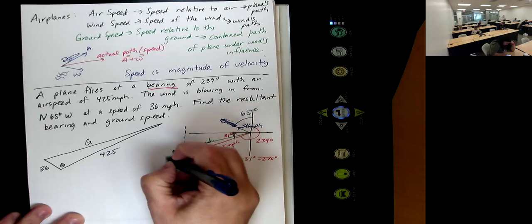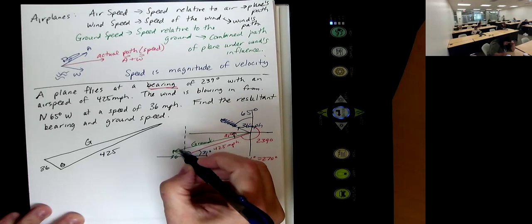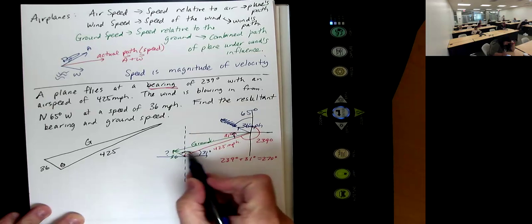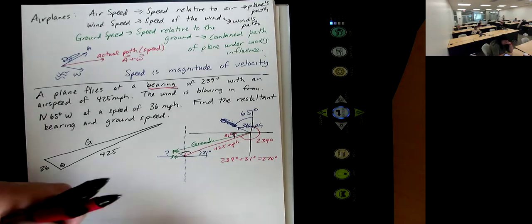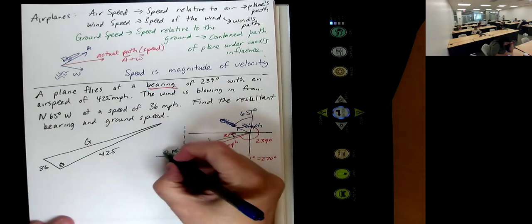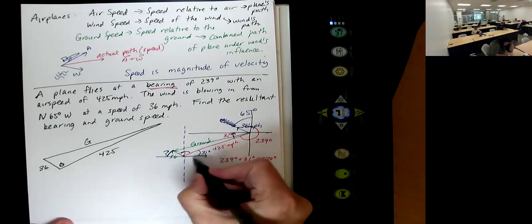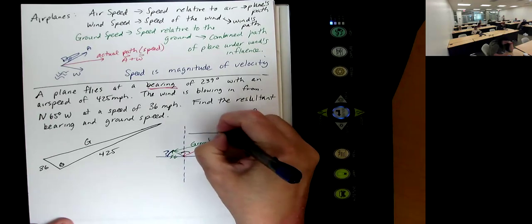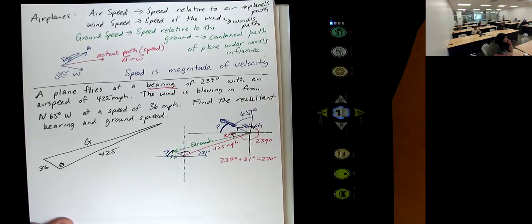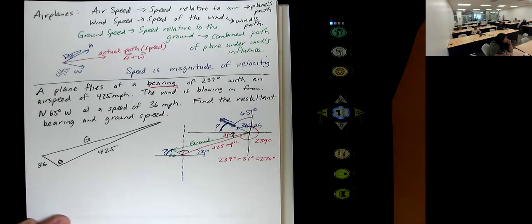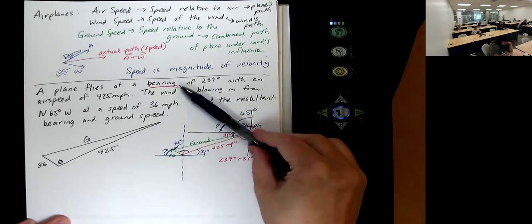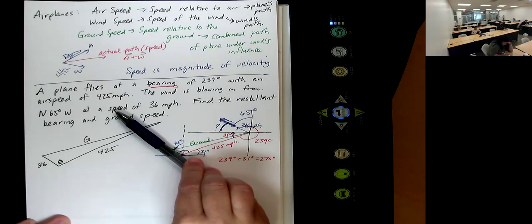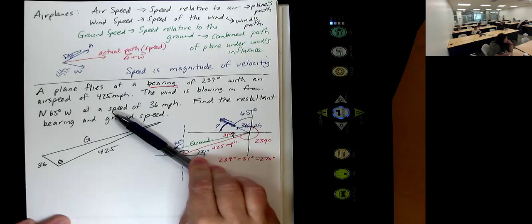If I can find this angle, I could calculate this. And I can't. This angle right here, question mark, by alternate interior angles is gonna be the same as that angle right there, because this will be 65 degrees also. I've just moved that wind speed vector down here, so it's still gotta be north 65 degrees west. Does that make sense?